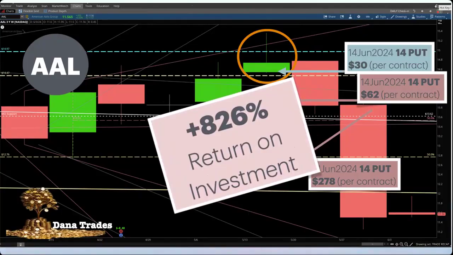This is a good example of the low cost to entry for options trading. Here, this contract was only $30. Not all contracts are this inexpensive, but this is an example of how you can start options trading with less than $200.